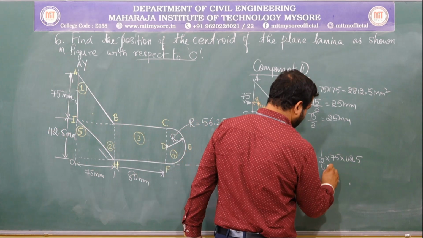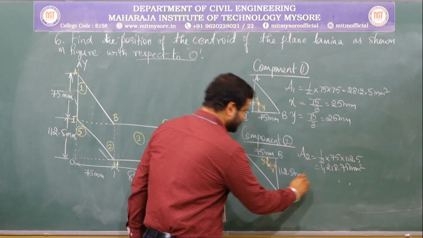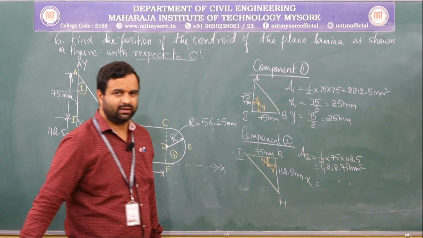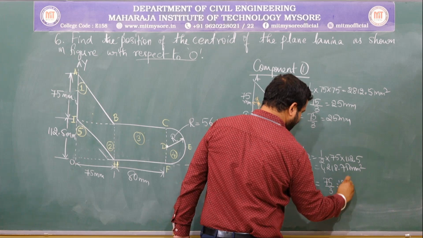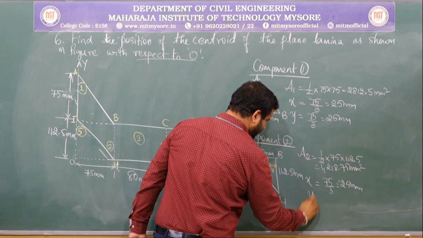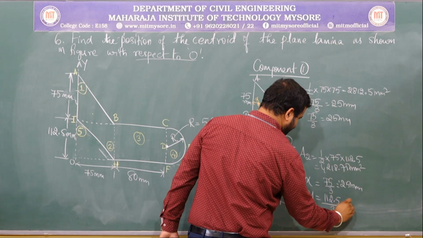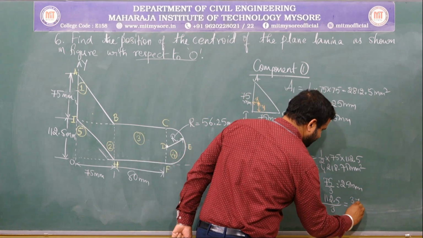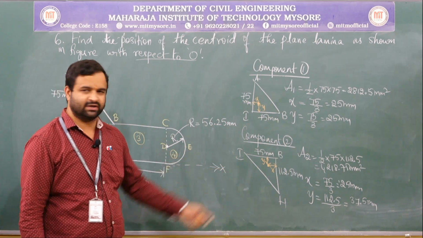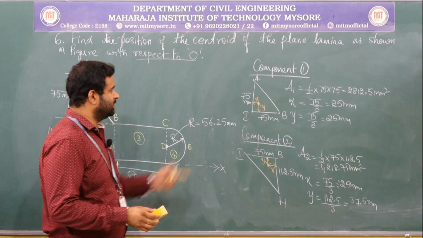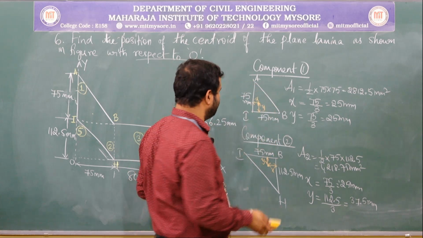which is equal to 4218.75 mm square, and the x component of this particular triangle is equal to b by 3, which is 25, and y component is equal to h by 3, is equal to 37.5 mm. This is x and y component of second component. Now, we shall calculate the areas x and y components of component 3, 4 and 5 respectively.